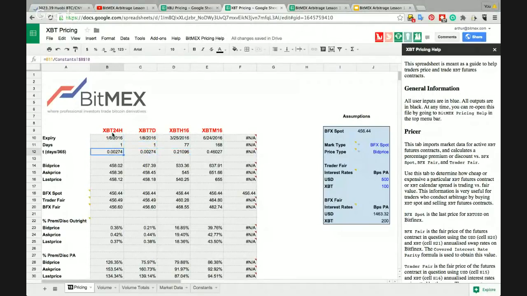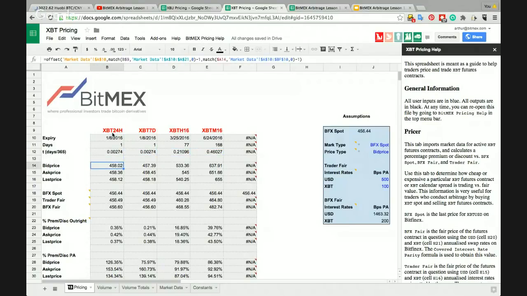And then you want to compute your T, or time value. Now with futures contracts, we use actual over 365, which means the actual number of days between today and the expiry, and then 365 days a year. And you're going to get a number here of T. And you're going to use this T to do simple interest rate calculations on your return in the futures contracts.